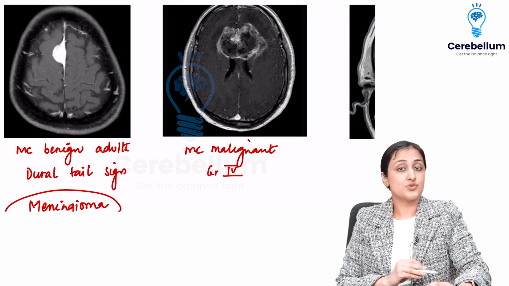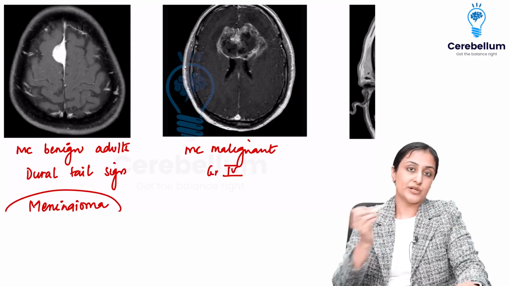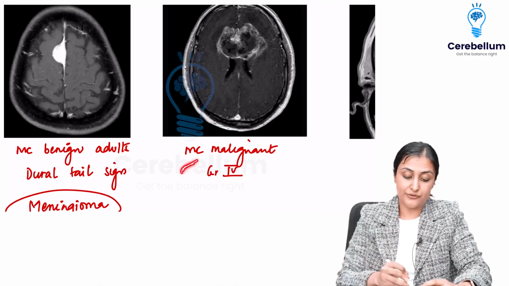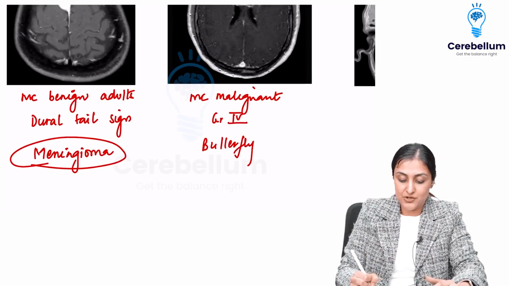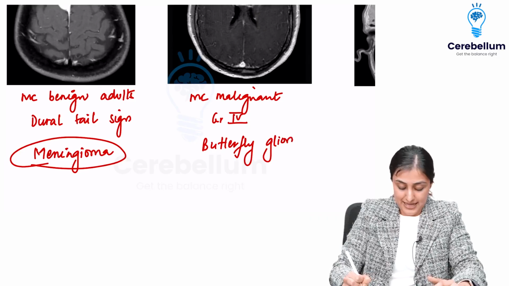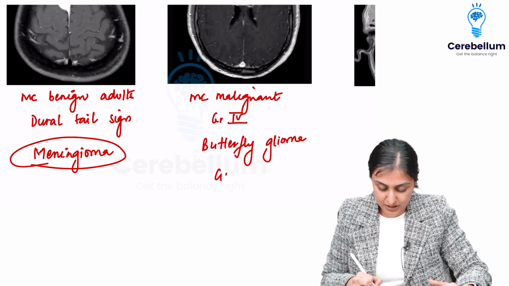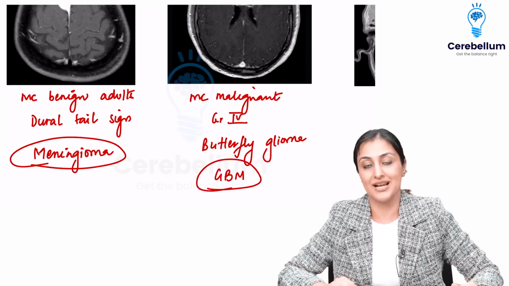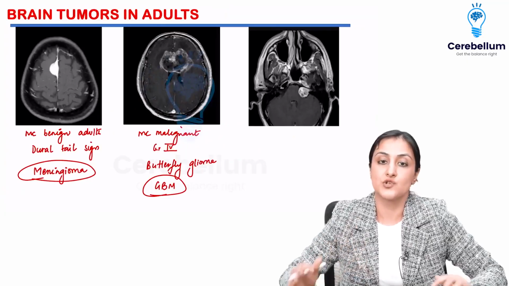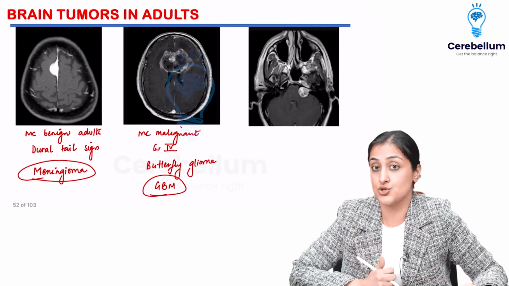There are very few things which can destroy the corpus callosum and go to the other side, and this is one of them. Because of its midline crossing ability, it has been referred to as a butterfly glioma, and the diagnosis becomes GBM, glioblastoma multiforme, now called glioblastoma. Okay, so this is the most common malignant tumor.